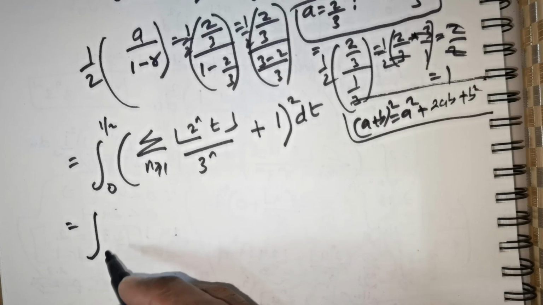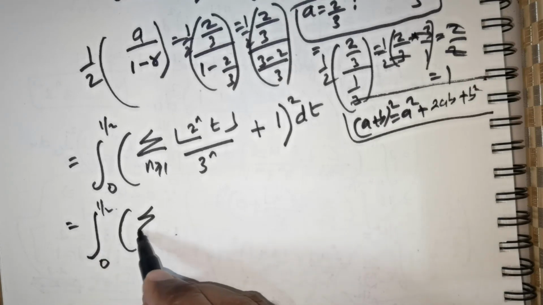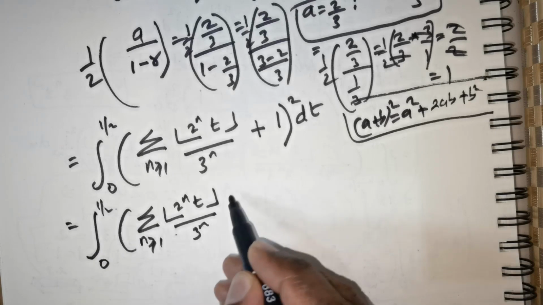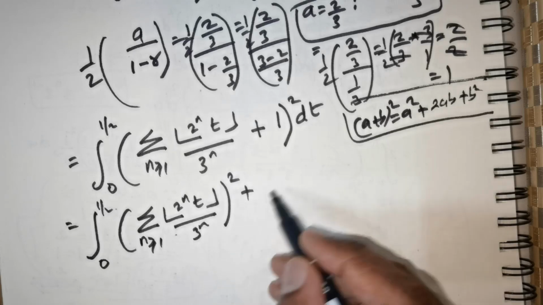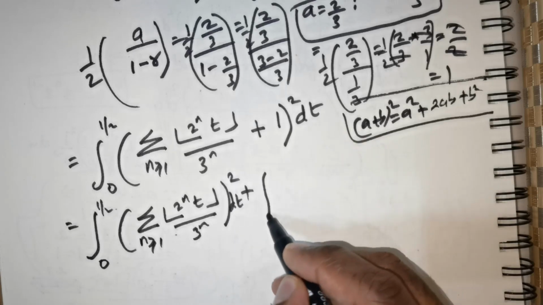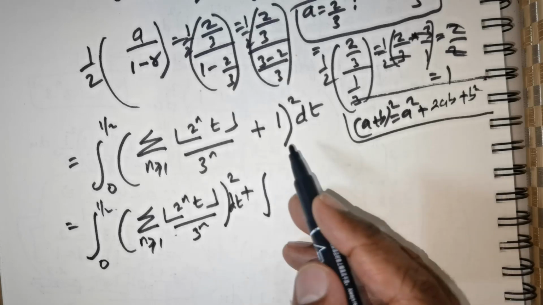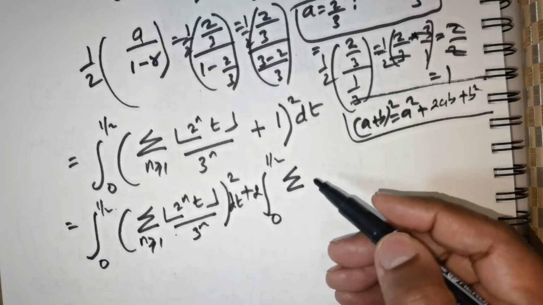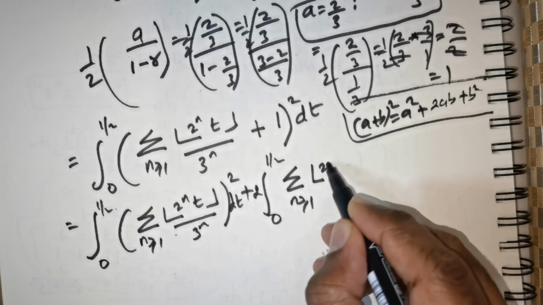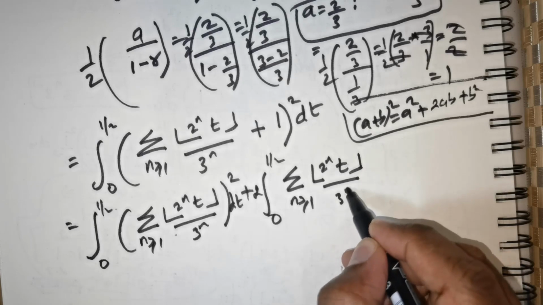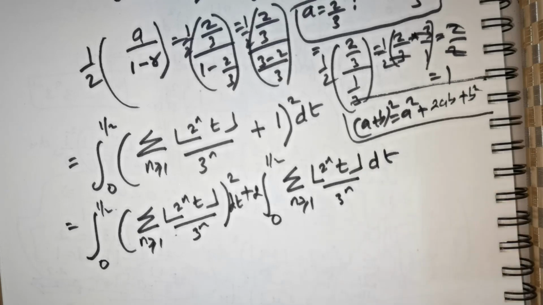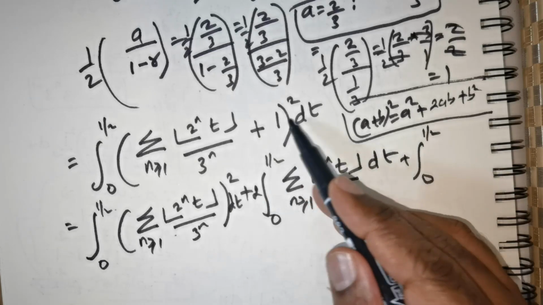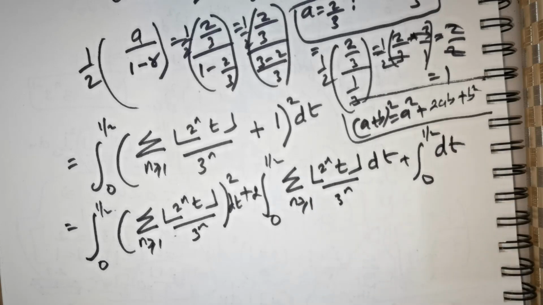So if I were to utilize this formula, this is equal to integral 0 to 1 over 2 sigma n greater than or equal to 1 floor of 2 raised to the power of n times t divided by 3 raised to the power of n. This is raised to the power of 2. Of course, dt is there, positive 2 times integral 0 to 1 over 2 sigma n greater than or equal to 1 floor of 2 raised to the power of n times t divided by 3 raised to the power of n, dt, right? So this is what I have got. And then plus integral 0 to 1 over 2, 1 squared is 1, that's going to give me dt. So this is what I have got.